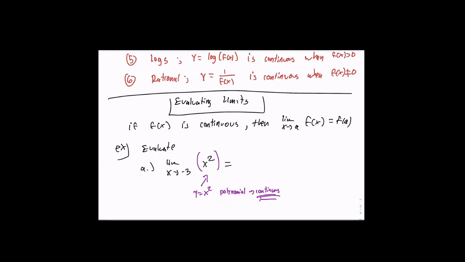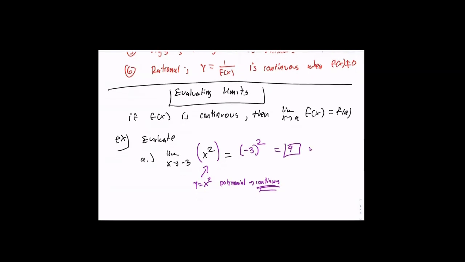So all I have to do, it's as simple as this. (-3) squared. You're just plugging in. But make sure, of course, you know how to evaluate these. Biggest mistake students make is they say that it's -9, but no, it's (-3) quantity squared, which gives me 9. And that's the answer. Boom, that's it.